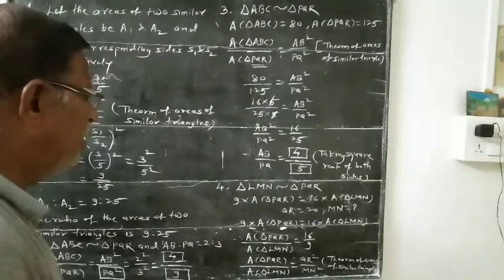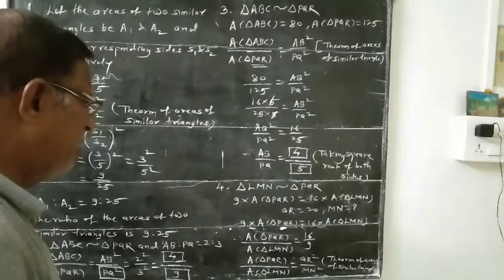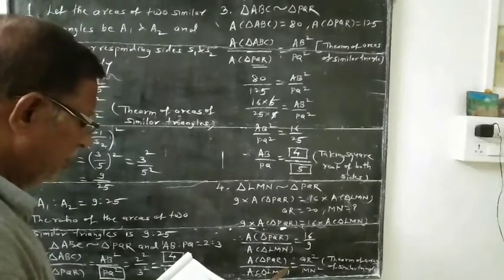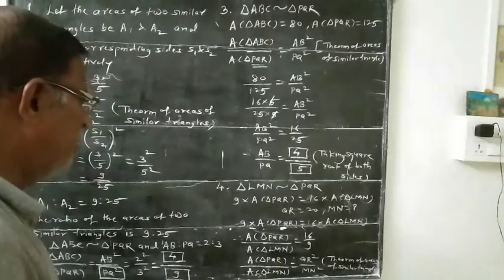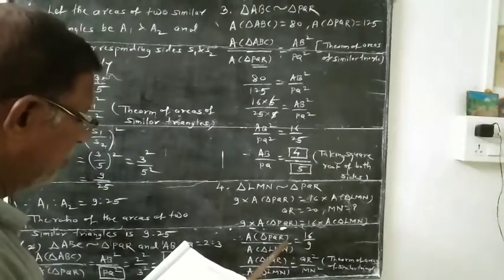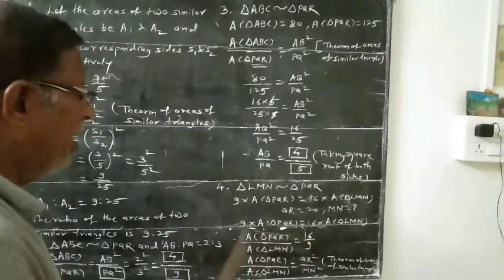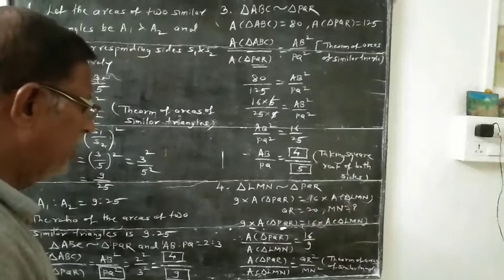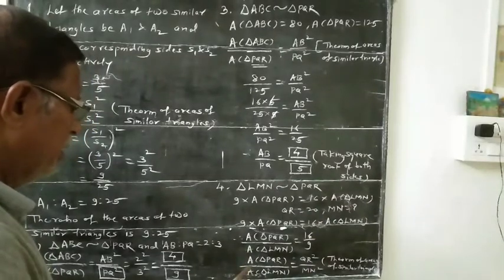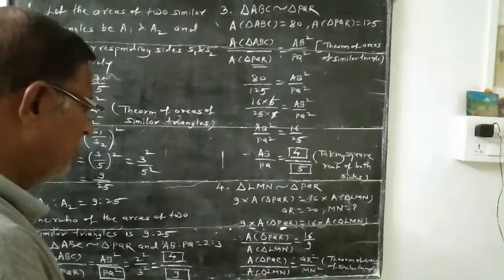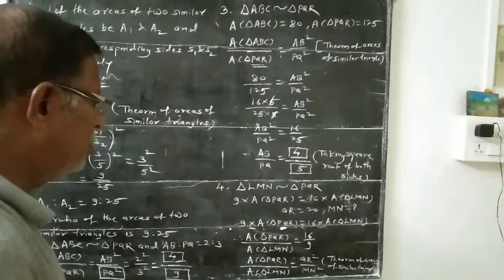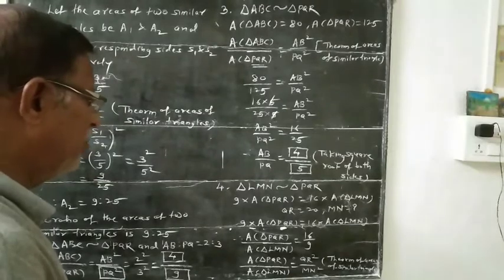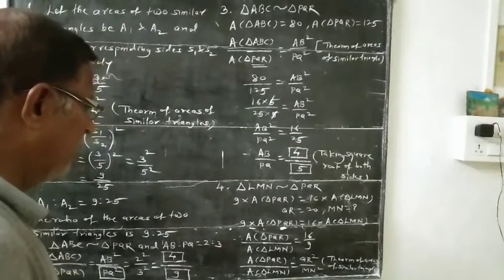and triangle PQR are similar, as it's given, triangle LMN is similar to triangle PQR. If triangle LMN is similar to triangle PQR, you can write triangle PQR is similar to triangle LMN. So I have taken here area of triangle PQR upon area of triangle LMN is equal to QR square upon MN square, and this is QR square upon MN square, theorem of areas of similar triangles.